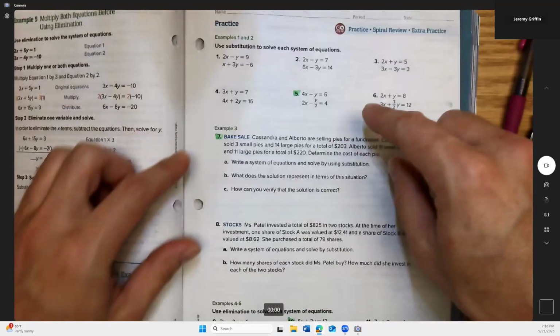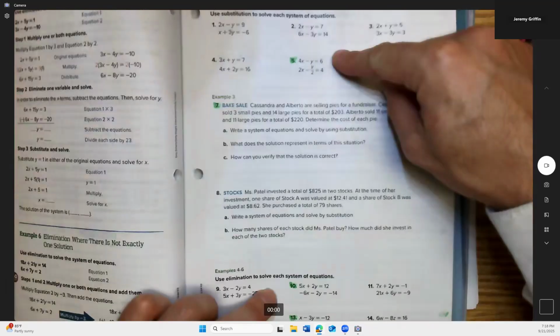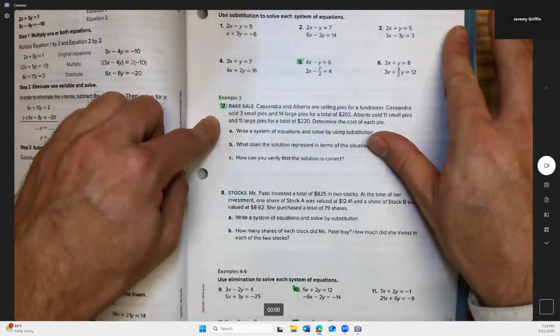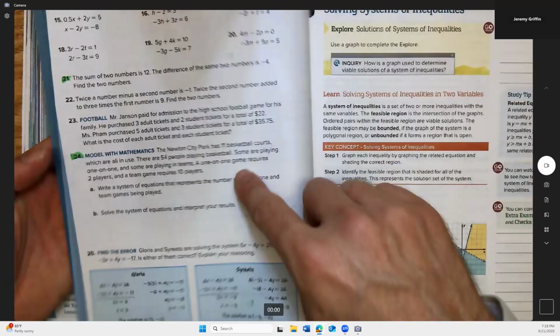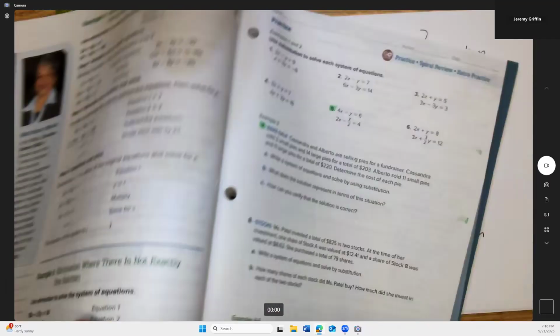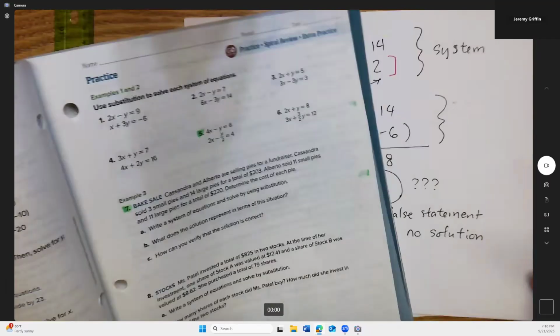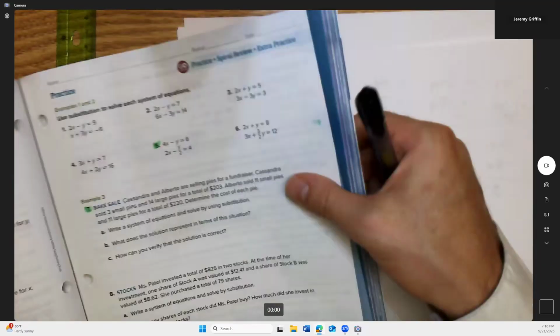Okay, so here I picked a handful of basic ones to do, and then some of these word questions. I got bake sale here, model of mathematics. I just did two examples here from each section. And so number 5, all right, I'm on page 103, number 5.